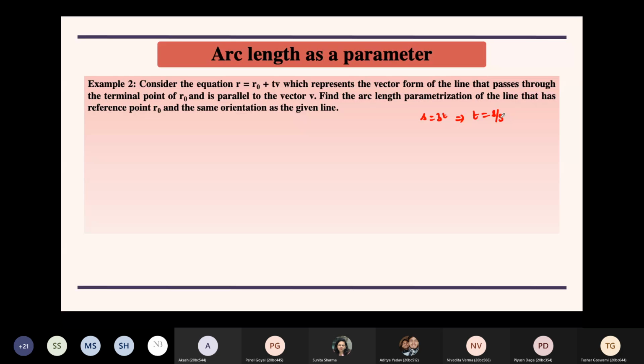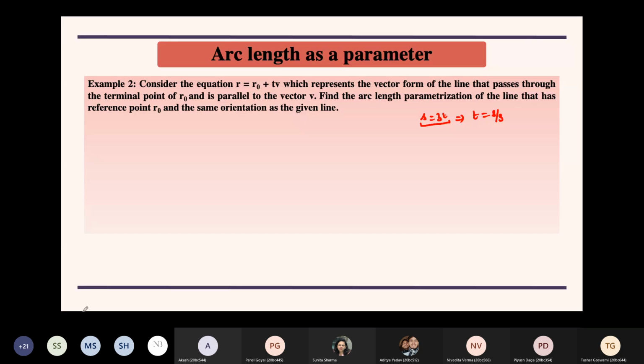Then you take the inverse function. So t in terms of s is this, and wherever you have this t, you replace it by this particular expression. Okay, so the same thing we are going to do here.